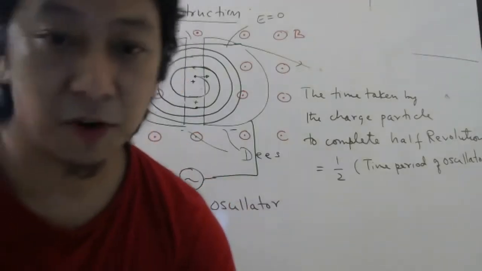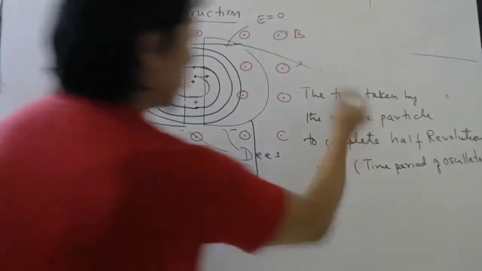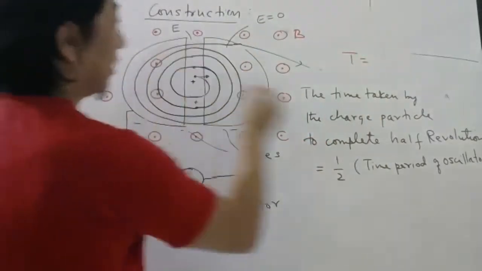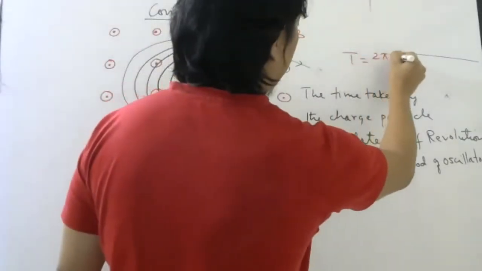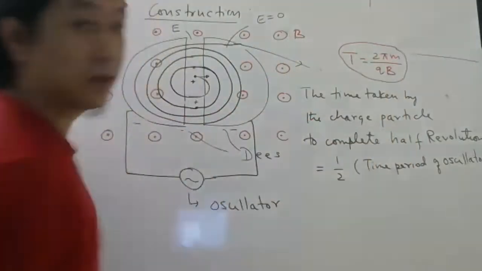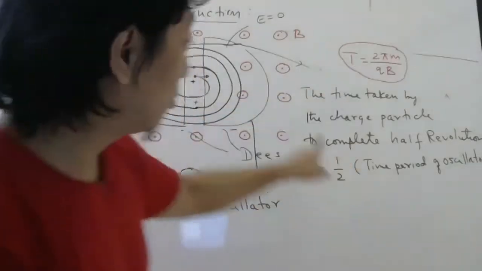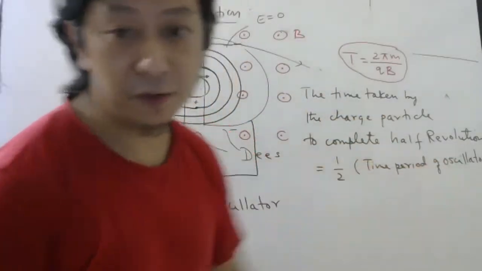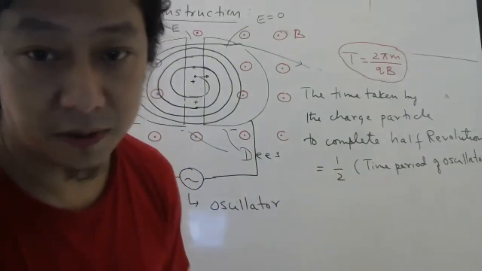So please write down this. Now let us write this in formula. What is the formula for time period of revolution for a charged particle? 2 pi m by qB. This formula you should remember. So the time taken by the charged particle to complete half revolution.